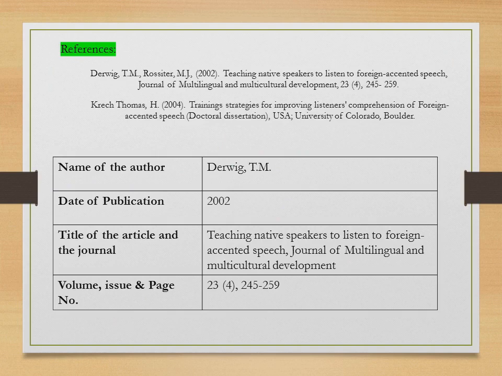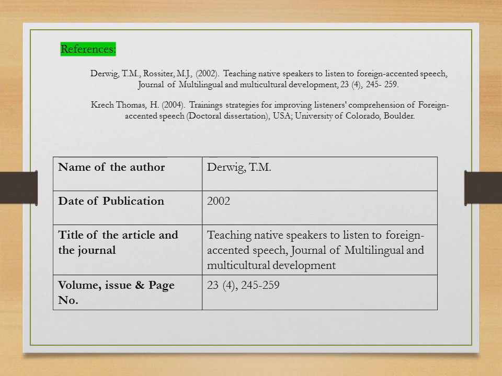You look at the difference of the reference to the in-text citation previously explained or presented to you. So this is from the author Derwing, T. M., Rossiter, M. J., 2002, with the title Teaching Native Speakers to Listen to Foreign Accented Speech from the Journal of Multilingual and Multicultural Development, Volume 23, and this is issue number 4, and the pages are 245 to 259.